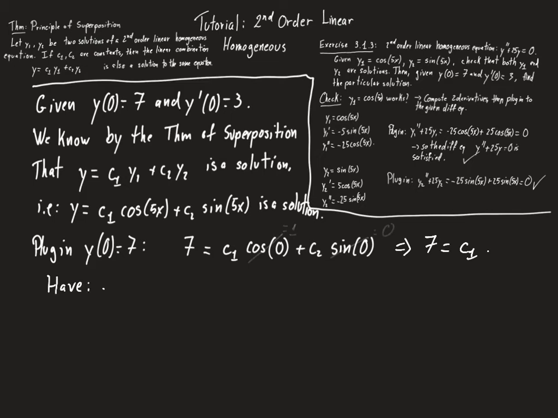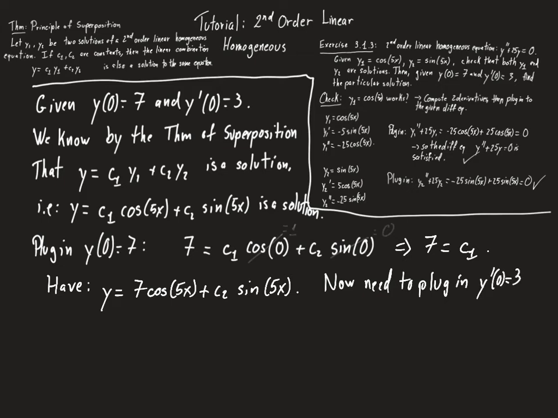So in other words, we have that y is equal to 7 cosine of 5x plus c2 sine of 5x. We are almost there. We now need to use the second initial condition that's given, but that initial condition is given with respect to the derivative. So we need to plug in that y prime of 0 is equal to 3. Now in order to plug this in, we need to take the derivative of this guy.